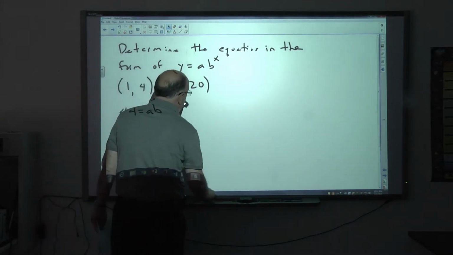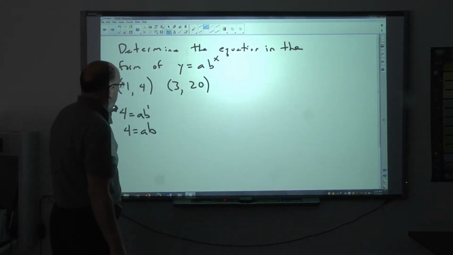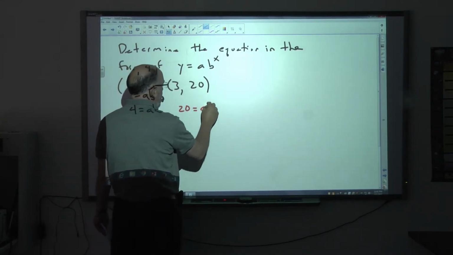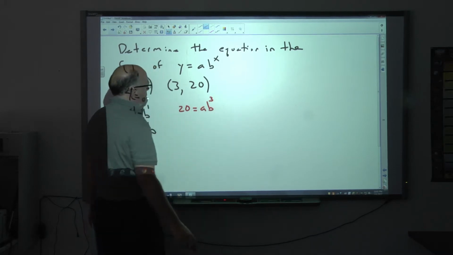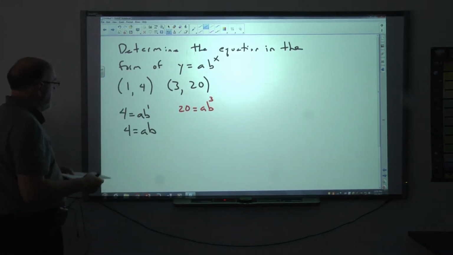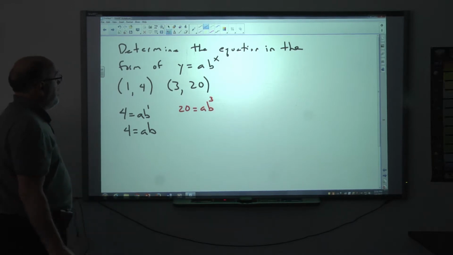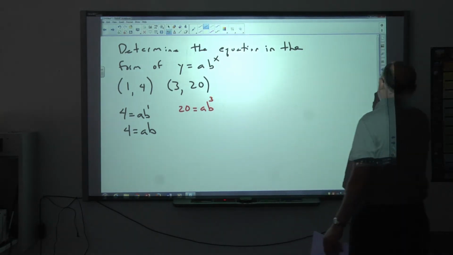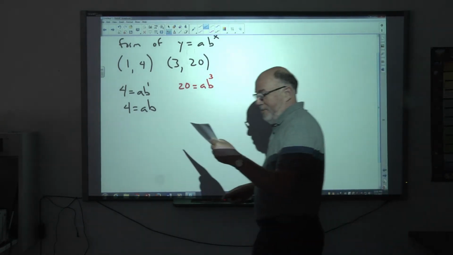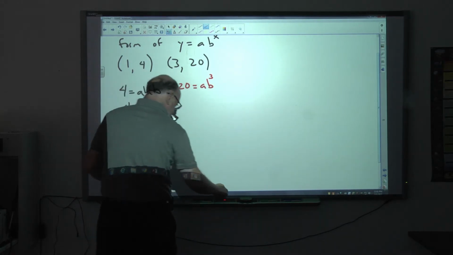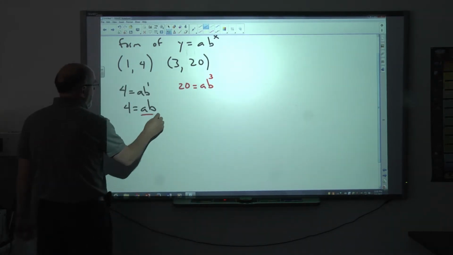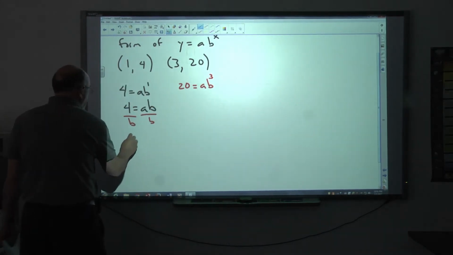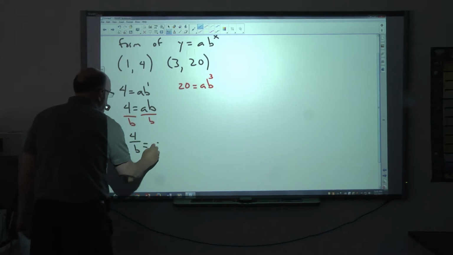If I do the same thing with my second set of numbers, we have 20 equals a b cubed. Well, we need to figure out what the a and b are. From my first equation, we can solve for either a or b. So let's solve this for a. If I divide by b, we get that 4 over b is equal to a.